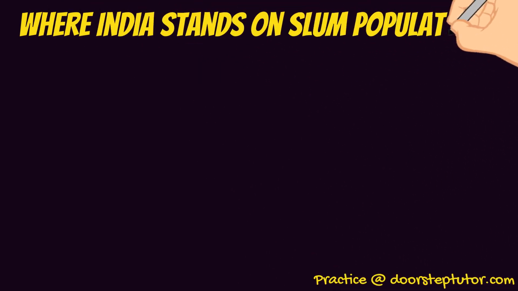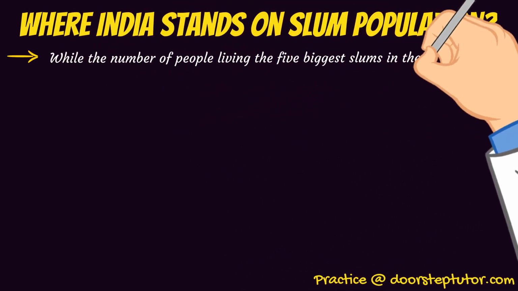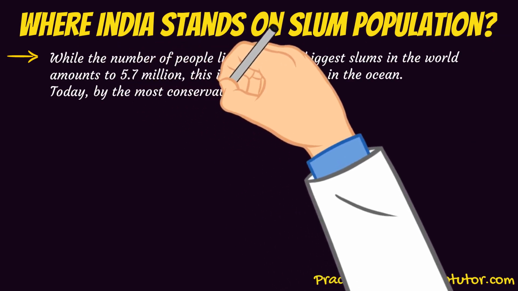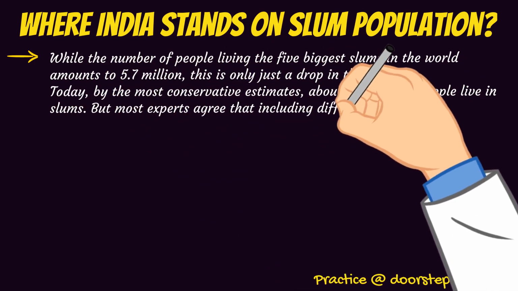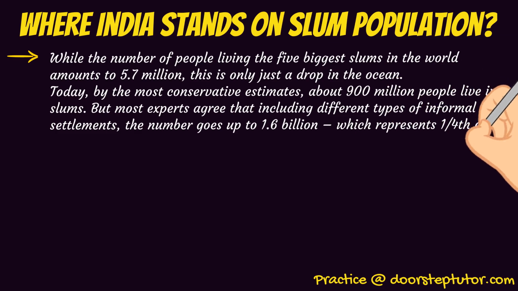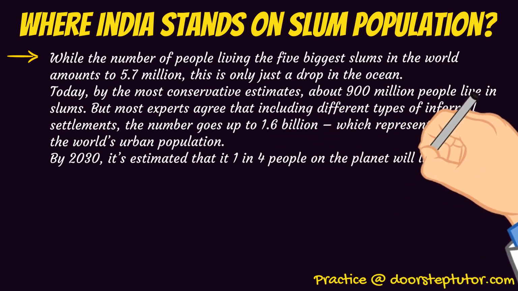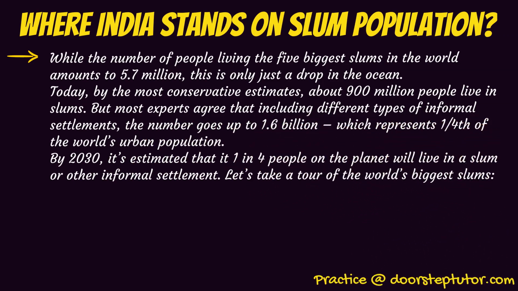Where does India stand on slum population? While the number of people living in the 5 biggest slums in the world amounts to 5.7 million, this is only a drop in the ocean. Today, by most conservative estimates, about 900 million people live in slums. But most experts agree that including different types of informal settlements, the number goes up to 1.6 billion, which represents 1/4 of the world's urban population. By 2030, it's estimated that 1 in 4 people on the planet will live in a slum or other informal settlements.